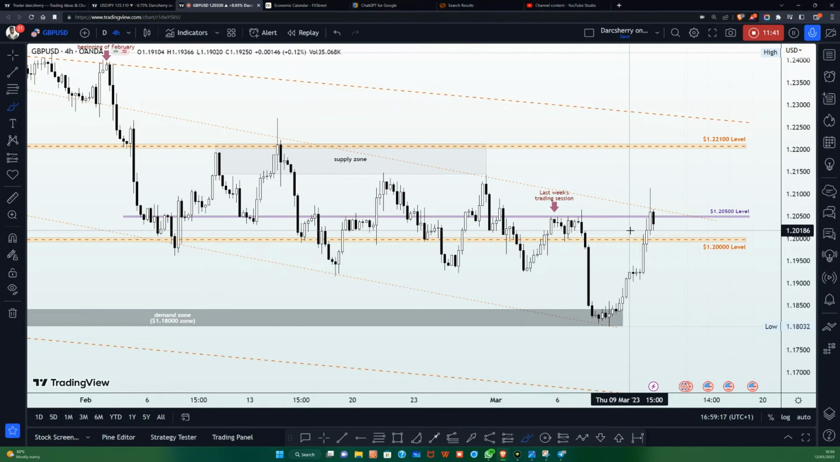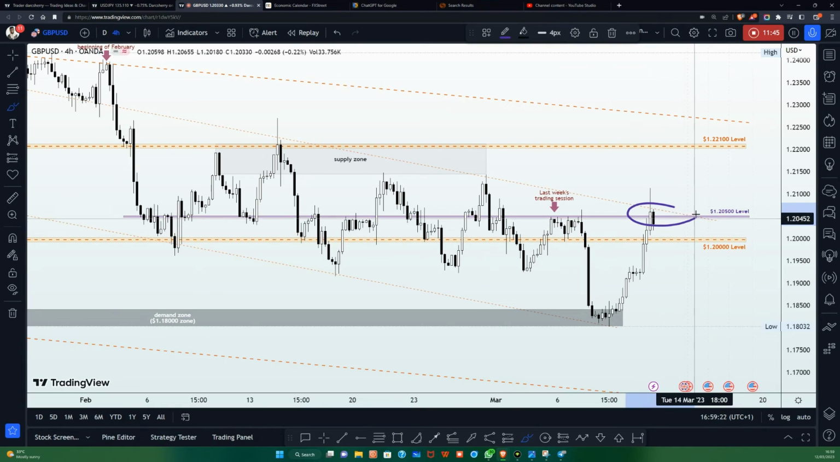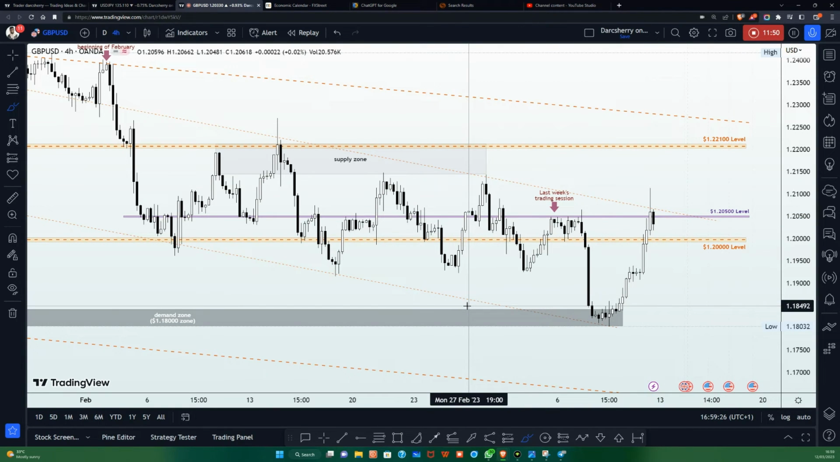Now, the 1.20500 level, which shares a beautiful confluence with the resistance line of that descending channel, is definitely going to be the yardstick for trading activity for this week, as we need to see how price action reacts with that level to decide if we are going to be buying or selling the GBPUSD for this week.